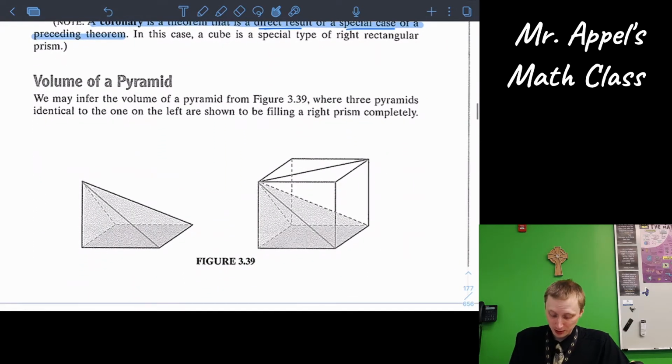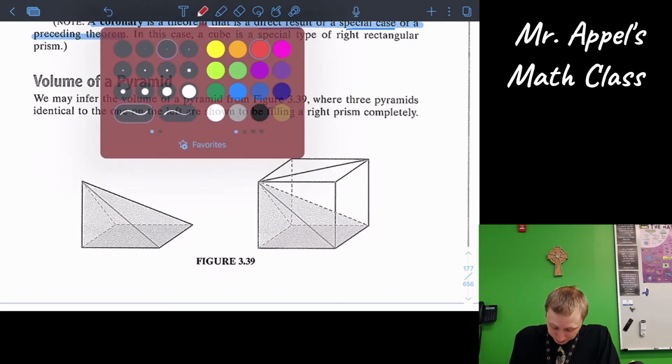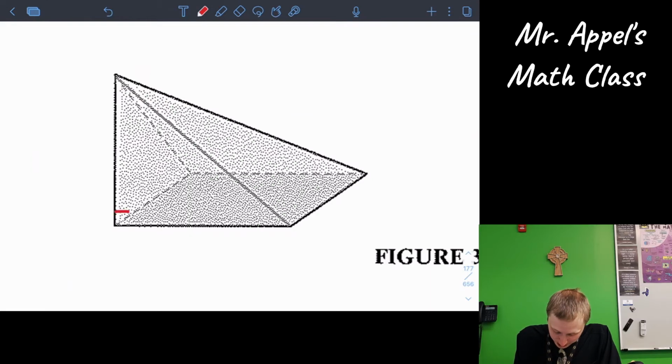Now, how about volume of a pyramid? That's a little tougher to visualize. We may infer the volume of a pyramid from figure 339, where three pyramids identical to the one on the left are shown to be filling a right prism completely. So notice in this pyramid that the apex point is not centered above the base as we usually see it. It is shifted over to the side such that we actually have a right angle here on that front face, and this back going face here, this is also a right angle there.